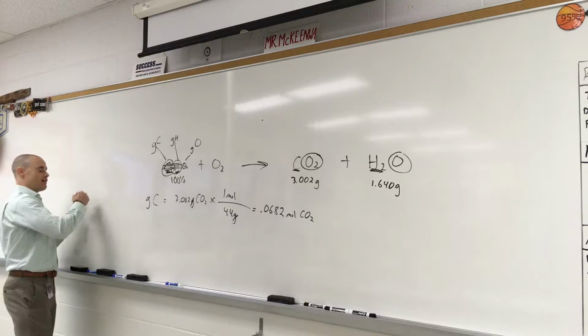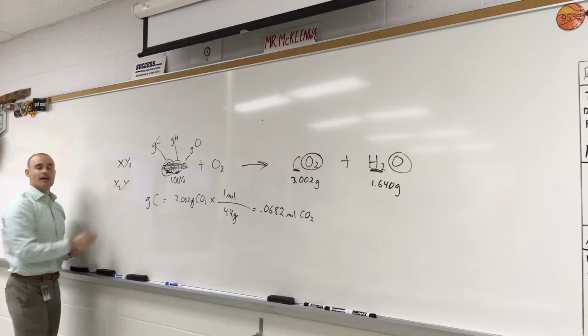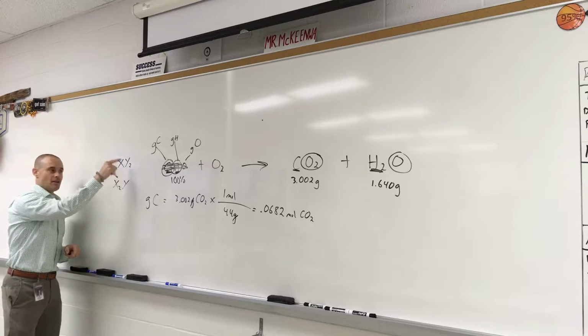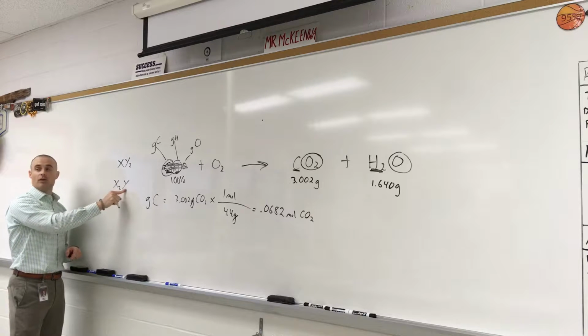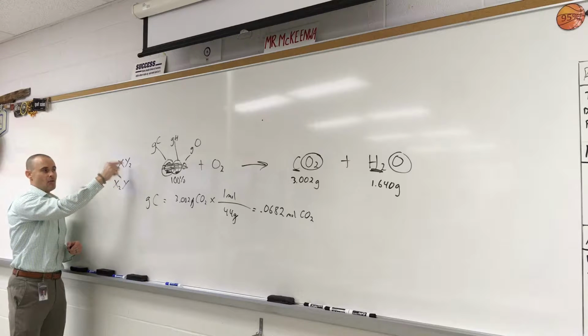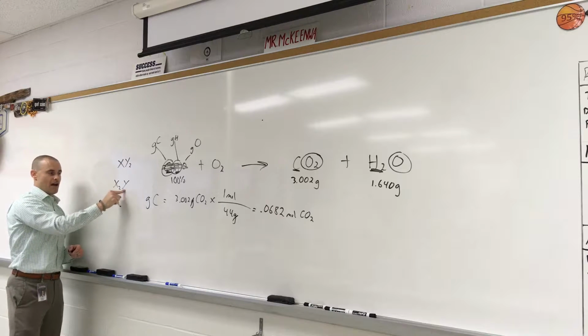If you have just some generic formula, take XY2 or X2Y. If I have 1 mole of this molecule, I have 1 mole of X, 2 moles of Y. If I have 1 mole of this, I have 2 moles of X, 1 mole of Y. If I have half a mole of this, I have half a mole of X and 1 mole of Y. If I have half a mole of this, I have 1 mole of X, half a mole of Y.